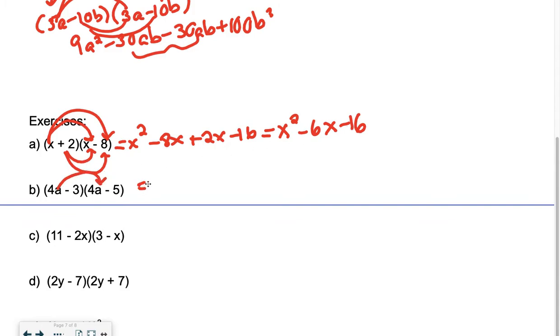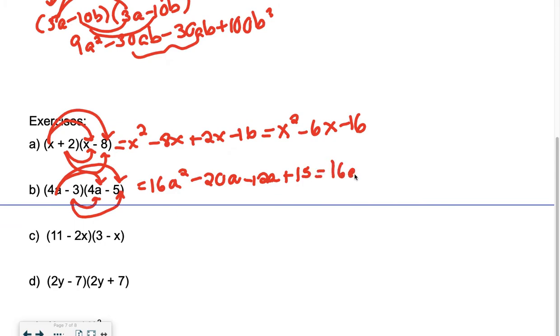4 times 4 is 16 with an a squared. 4a times negative 5 is negative 20a. Negative 3 times 4a is negative 12a. So you notice when I distribute the second term, I actually come from underneath. That way you can sort of separate it. 16a squared minus 32a plus 15.